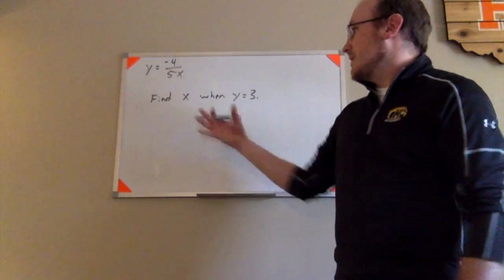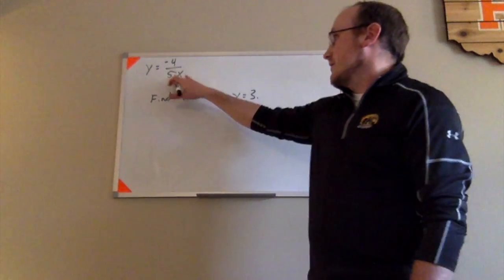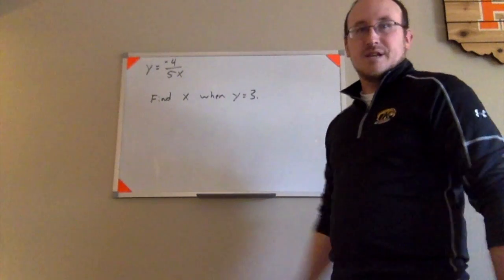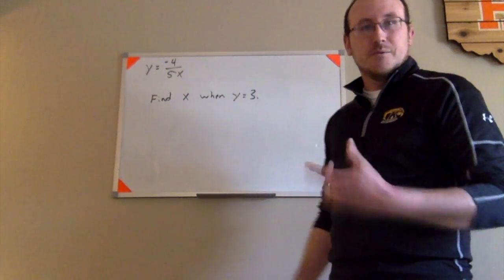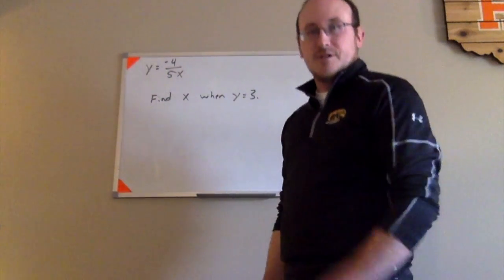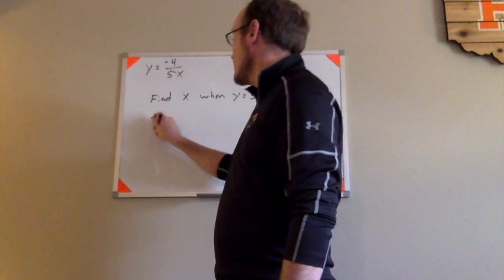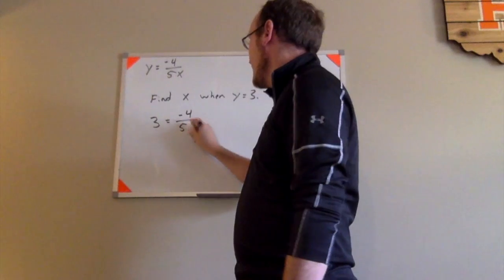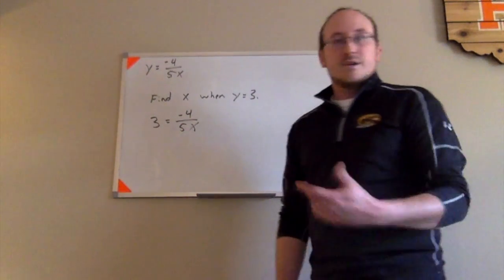What if the problem wanted us to find x? X is a little harder to solve for. It's trapped in the denominator of this fraction. So here let's see an example where we want to find x when we're told that y is 3. Let's use our function. Let's plug in what we know. We know y is 3. So we have 3 equals negative 4 divided by 5x. So go ahead and solve this.